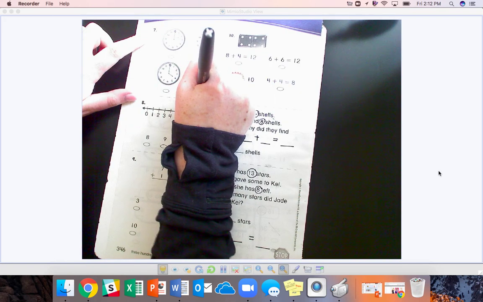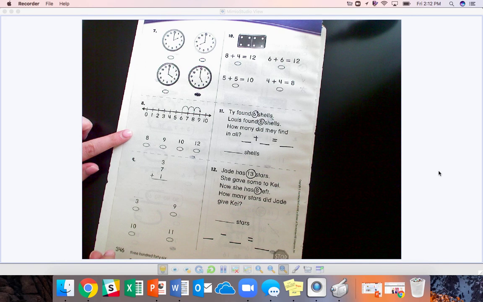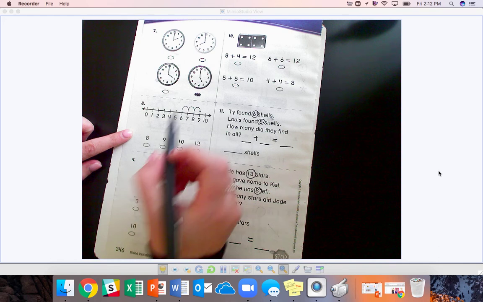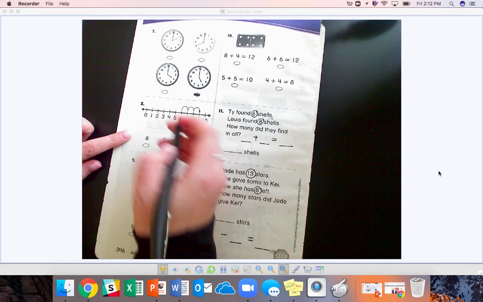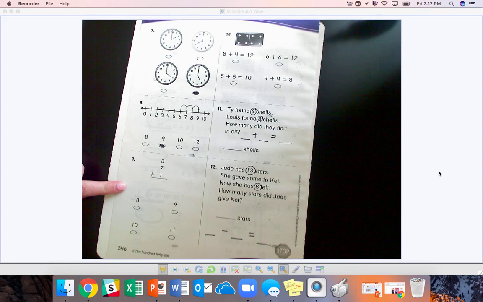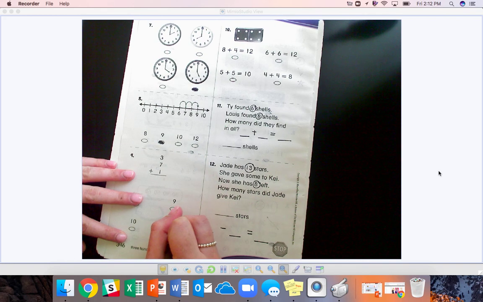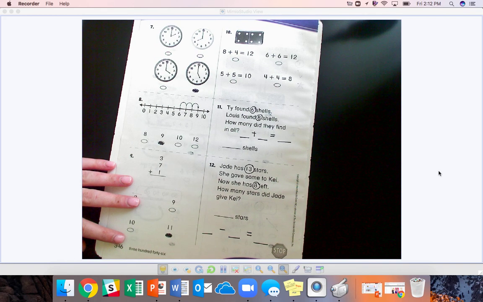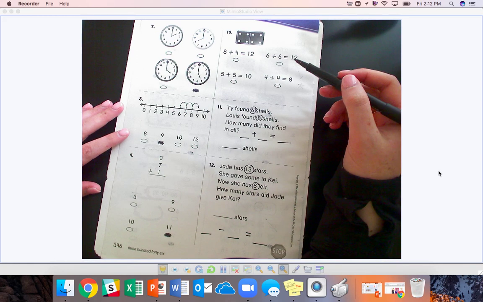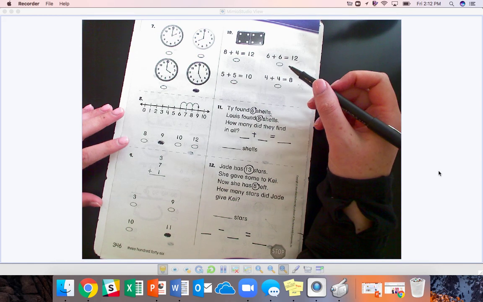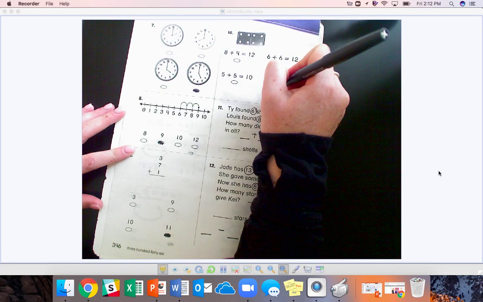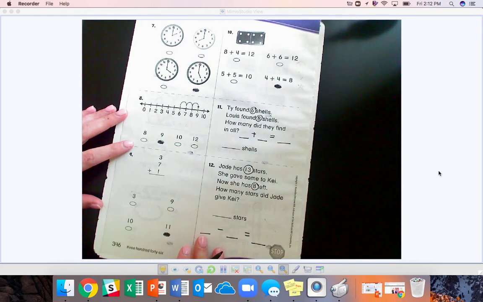All right, now let's review the answers on this page. Number 7, find the clock that shows 5 o'clock. Find the sum that the number line shows. 6 plus 1, 2, 3 is 9. Find the sum of these 3 digits. We know 7 plus 3 is 10. That's a friendly 10. Plus 1 is 11. Find the number sentence that matches the domino.